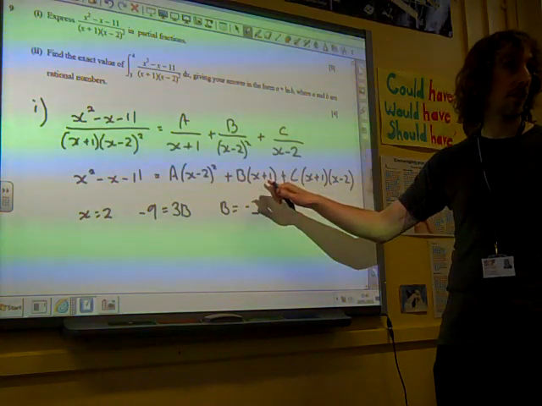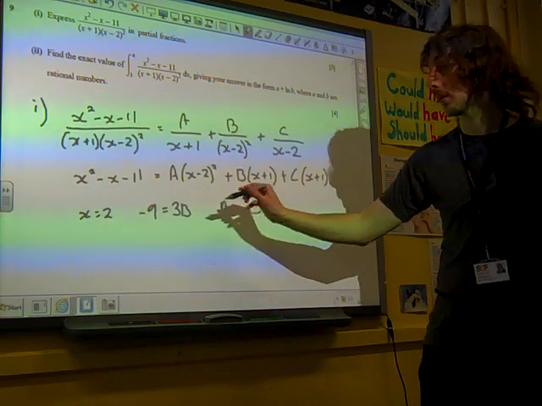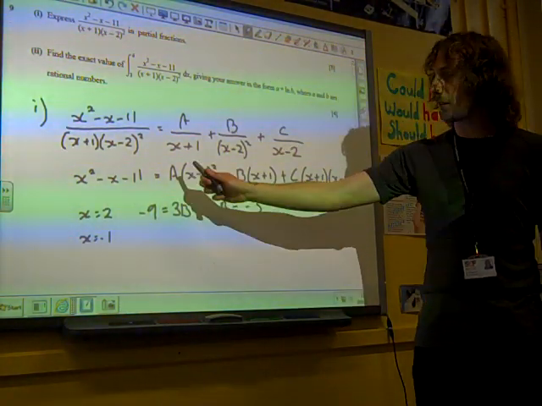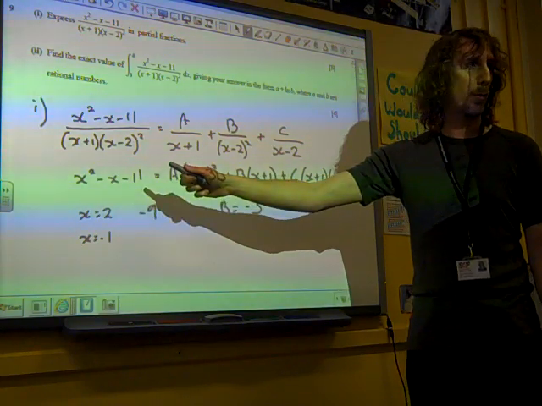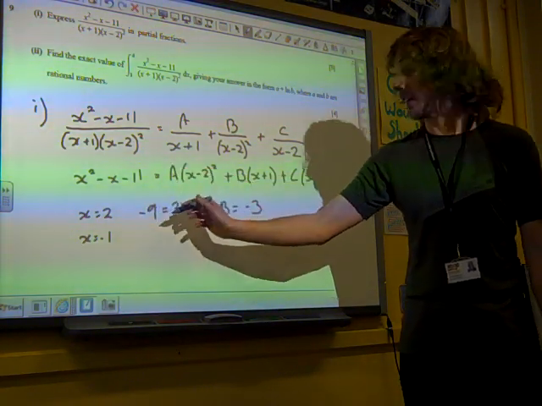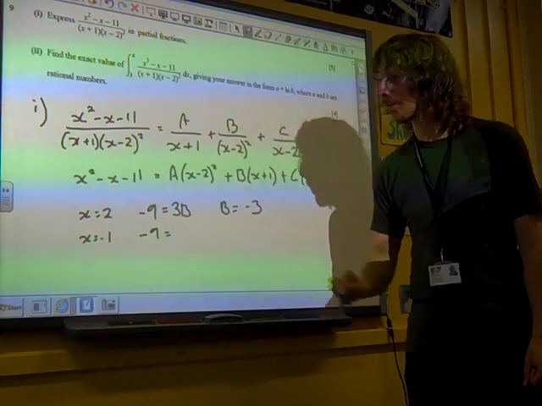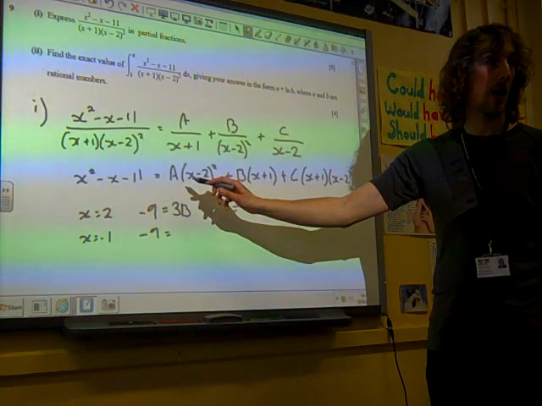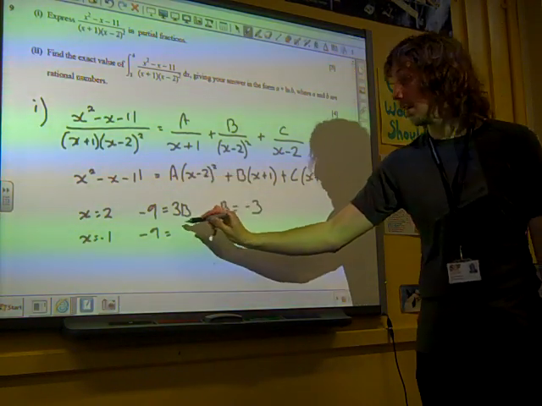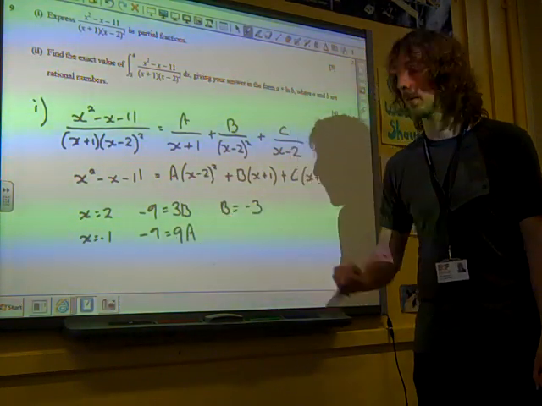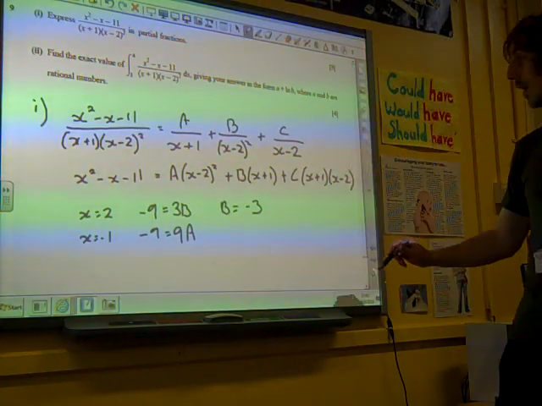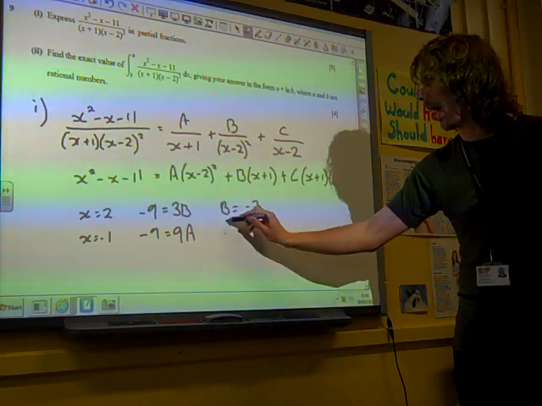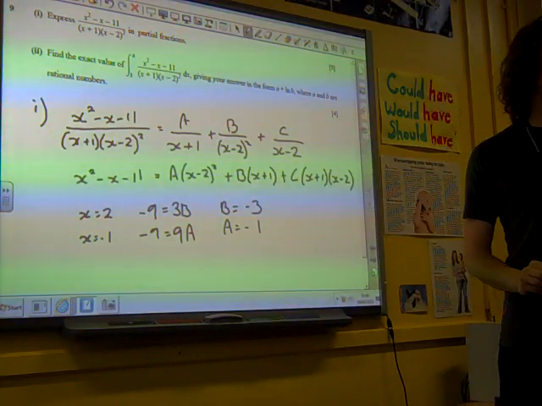Minus 1 also stands out as an obvious x value to sub in. So we're going to put x equals minus 1 into that. Minus 1 squared would be 1. Minus minus 1 would make it 2. Take away 11 is minus 9 again. Sub negative 1 into that, and we get minus 3 squared, which is 9. The minus 1 knocks out that expression and also that one. So a is negative 1.